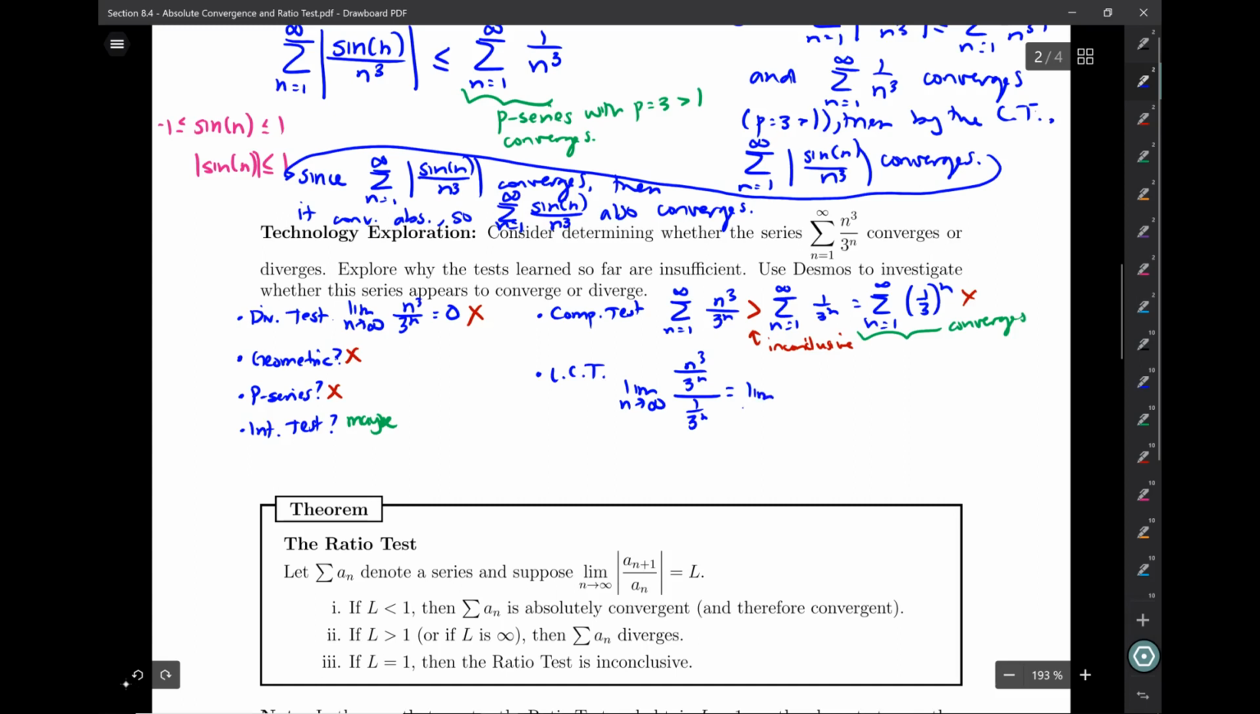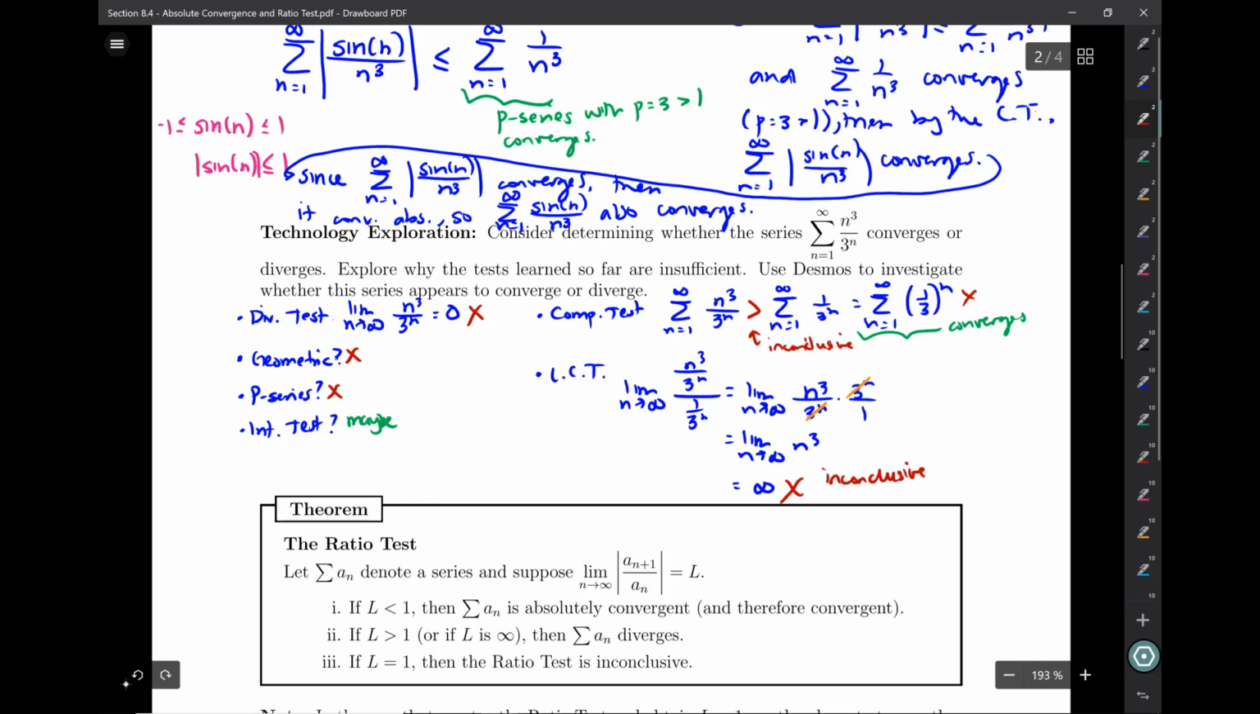Okay, let's evaluate this limit. I would get n cubed over 3 to the n times 3 to the n over 1. And notice I get the limit as n goes to infinity of n cubed, which is infinity. If you recall, the limit comparison test is conclusive whenever the limit is a number between 0 and infinity, not including those numbers. So just any finite positive number, and that is not what happened here. So this is also inconclusive.